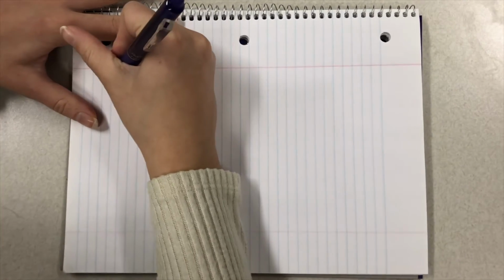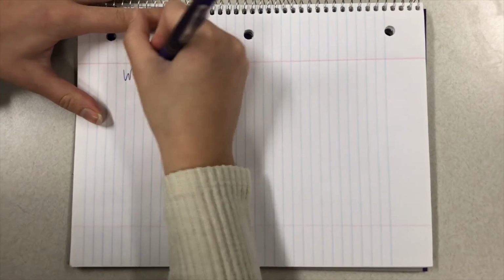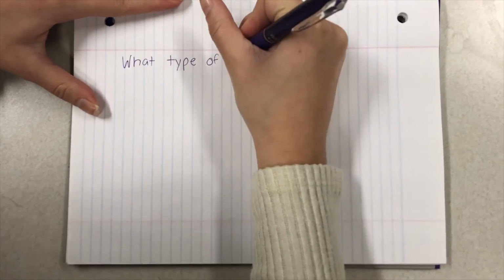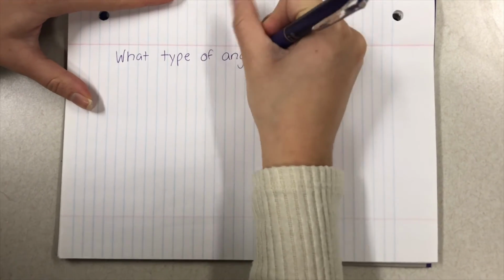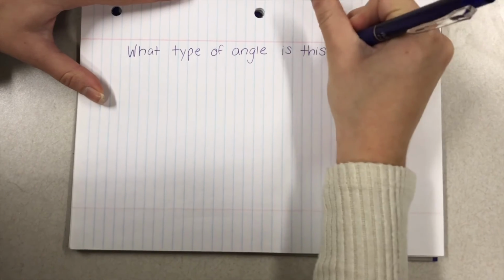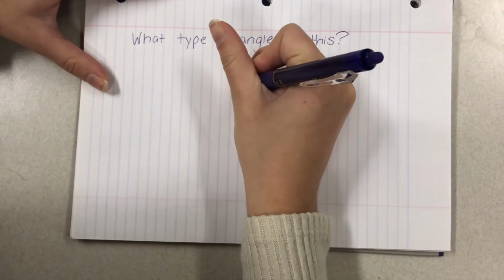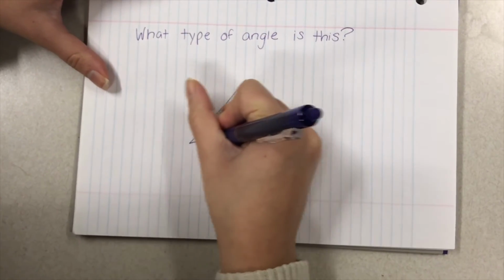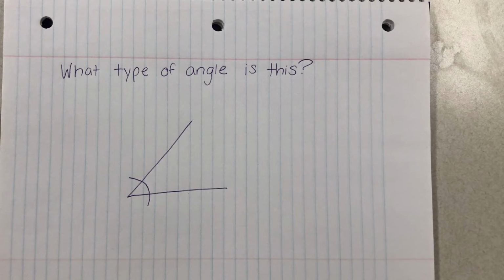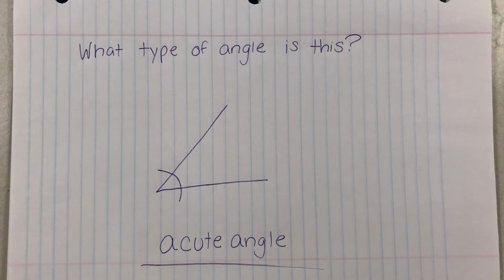Now moving on to this one, we're trying to determine if this is an acute, obtuse, or right angle being drawn in this video. What type of angle do you think this is? This is an acute angle because it's less than 90 degrees.